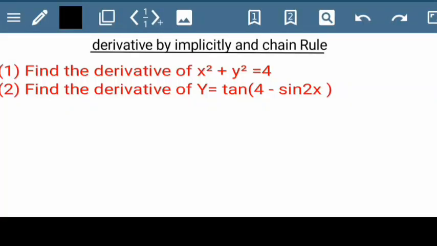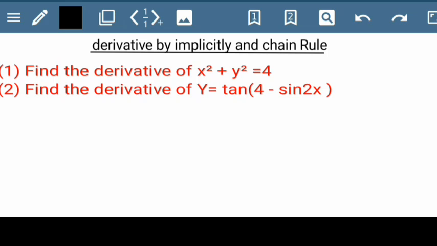Alright, so let's try to look at the derivative by implicit differentiation and the chain rule. The first question is: find the derivative of x squared plus y squared being equal to 4. For the first question, we are going to use the implicit method. The second one is: find the derivative of y equals tan, open bracket, 4 minus sine 2x, close bracket. For the next one we're going to use the chain rule.